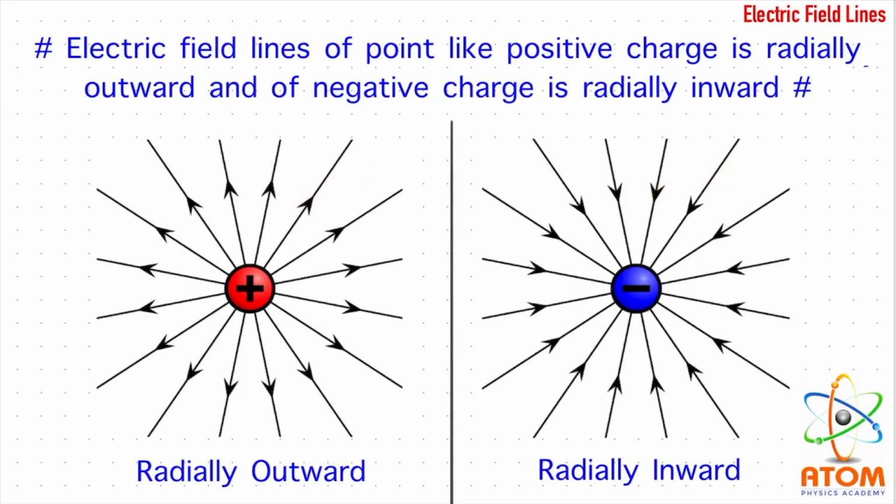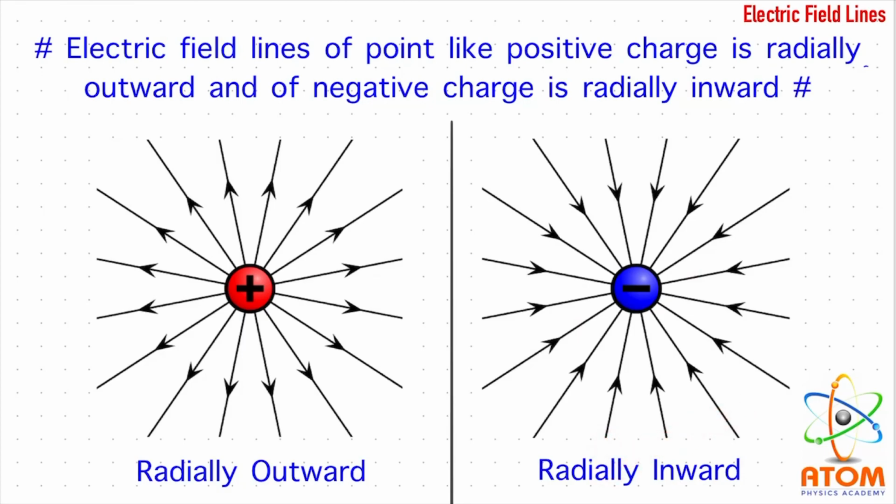You can see continuous lines coming outside from this positive charge and continuous lines coming inside towards the negative charge. These are the electric field lines. So, the electric field lines due to positive charge are radially outward, and the electric field lines due to negative charge are radially inward.